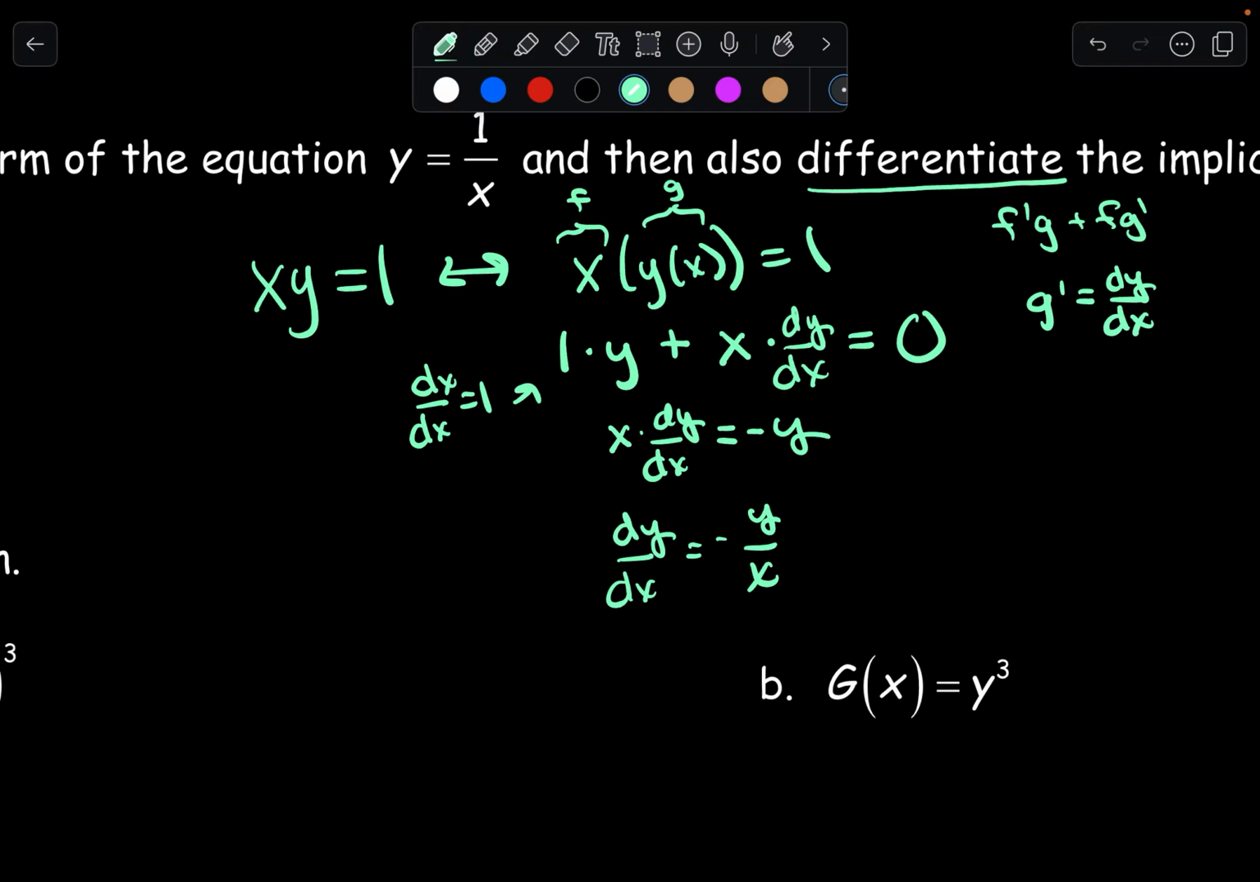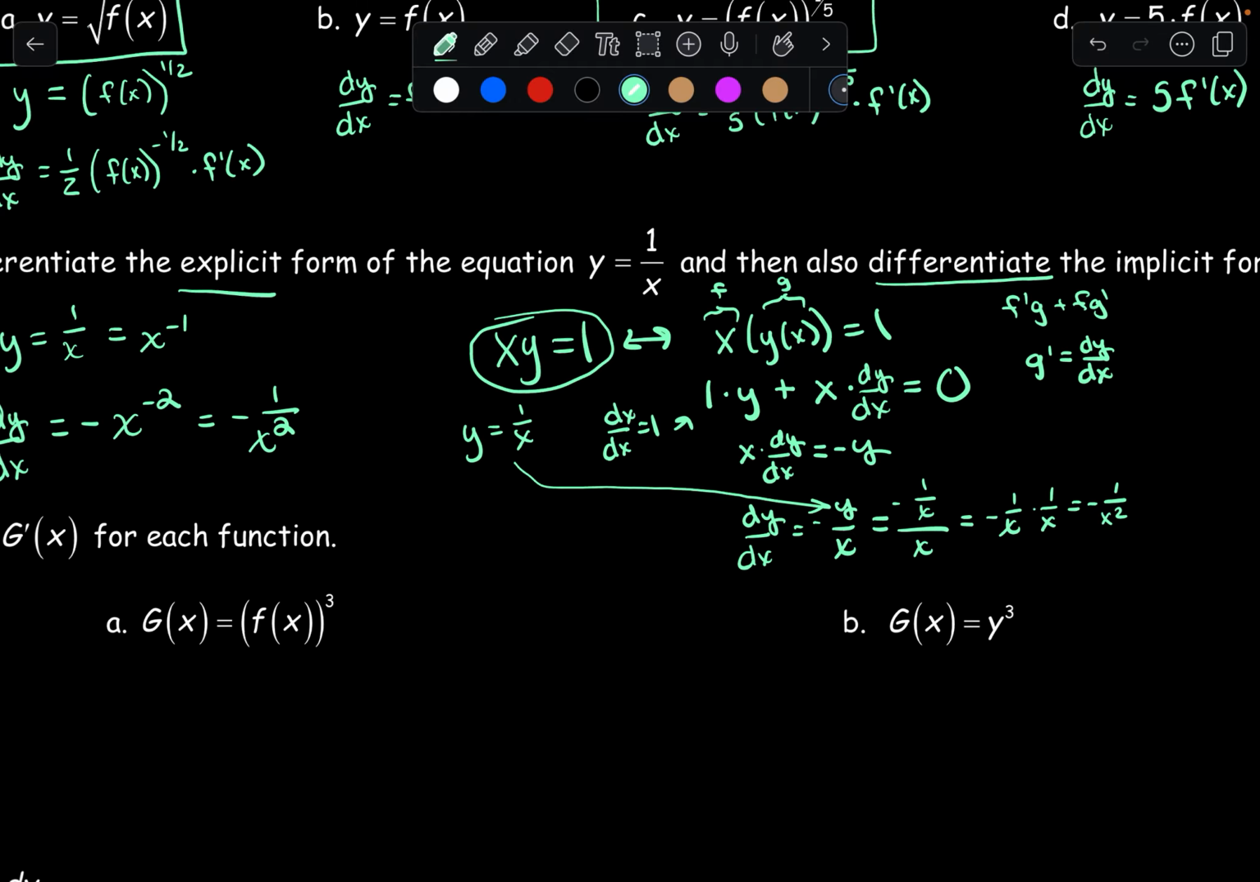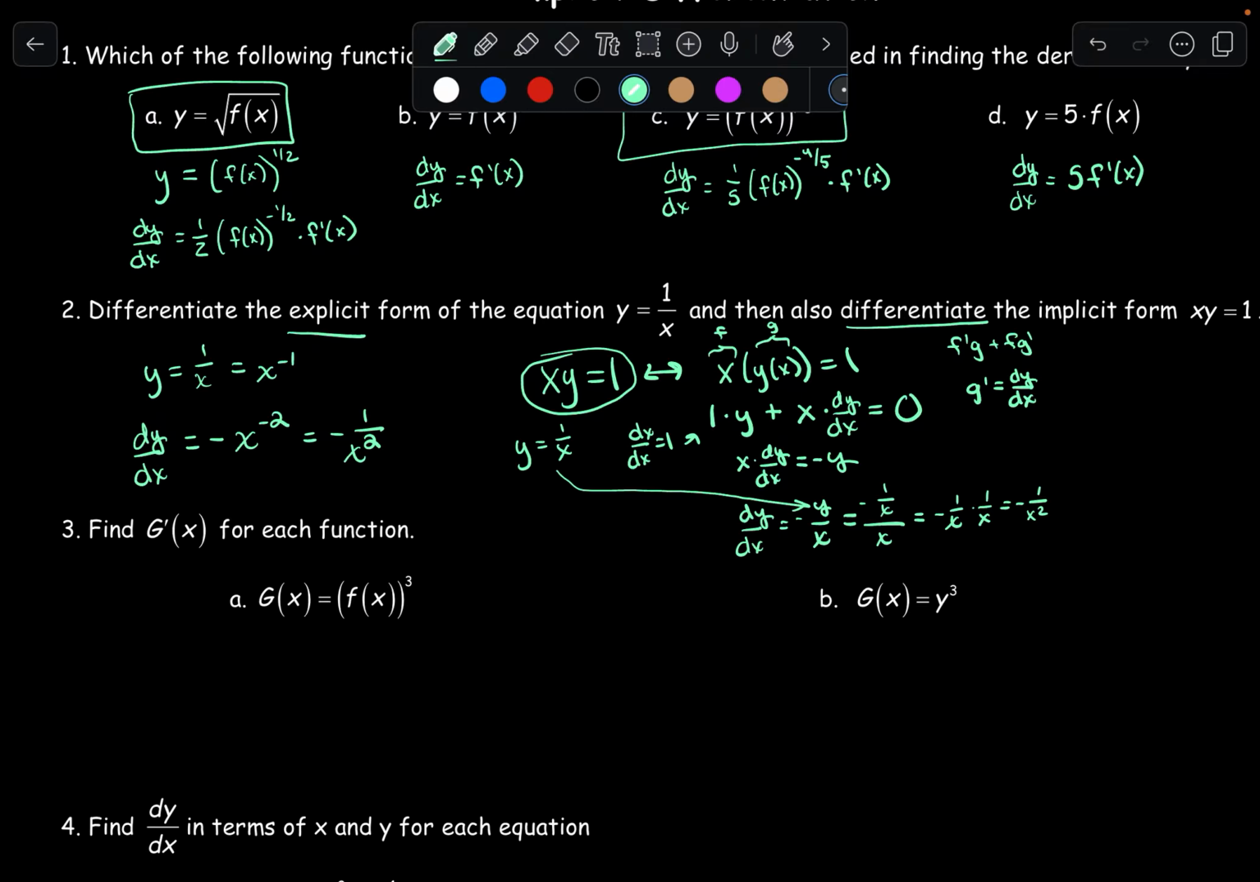Now, solving for dy dx, you'll want it to be in terms of x, right? So we need to substitute something in for y such that it's written in terms of x. If we go back to the original equation, if we isolate y, we have y is equal to 1 over x. So I can use that and substitute it into y, okay? So that means we have 1 over x divided by x, and all of this is negative. All right, we can multiply with the reciprocal of the denominator. So we have negative 1 over x times 1 over x, which gives us negative 1 over x squared, which is the same answer we got when we were differentiating the explicit form.